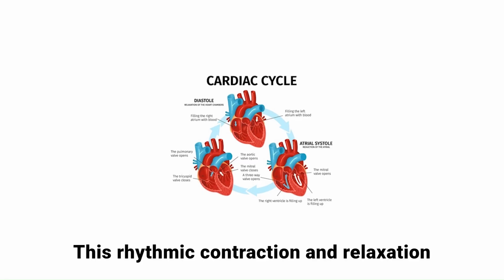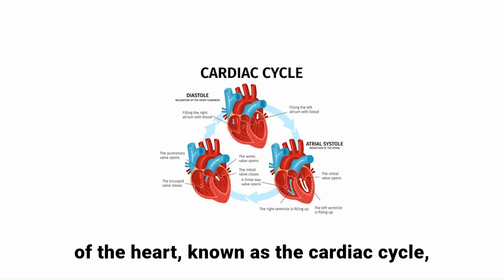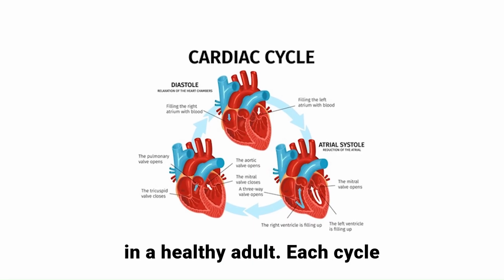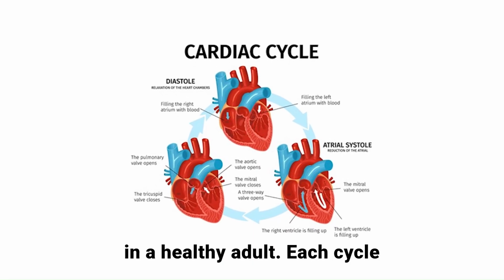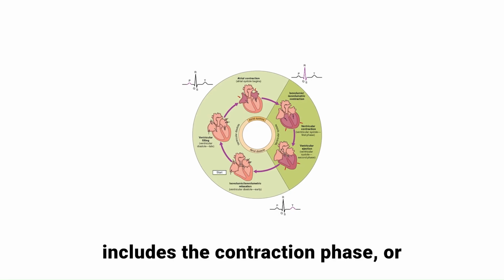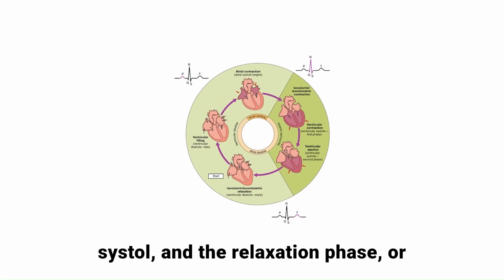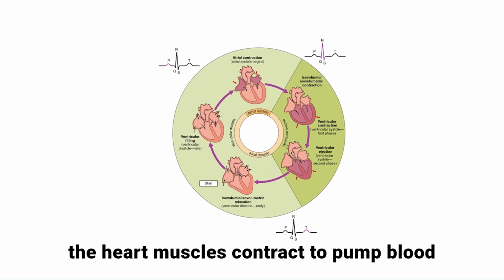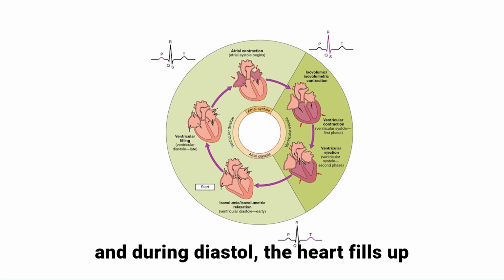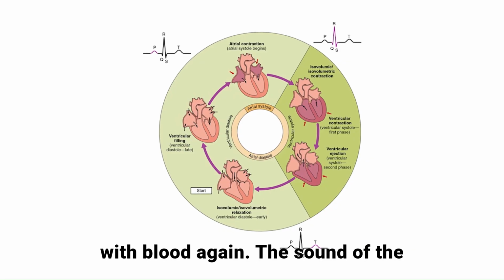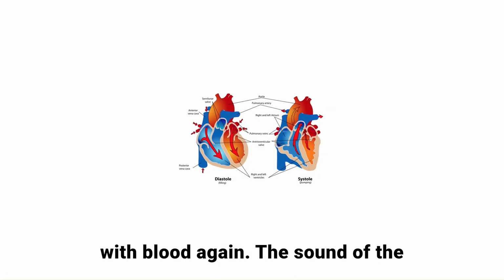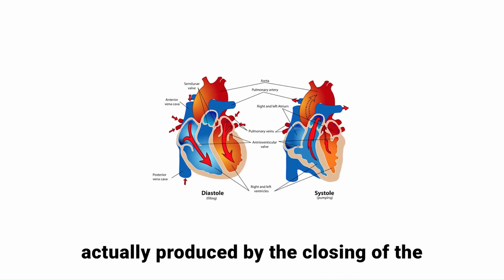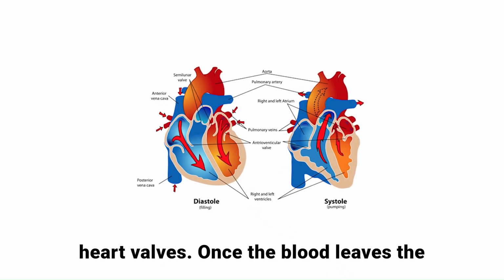This rhythmic contraction and relaxation of the heart, known as the cardiac cycle, occurs approximately 72 times per minute in a healthy adult. Each cycle includes the contraction phase, or systole, and the relaxation phase, or diastole. During systole, the heart muscles contract to pump blood, and during diastole, the heart fills up with blood again. The sound of the heartbeat, which we hear as lub-dub, is actually produced by the closing of the heart valves.